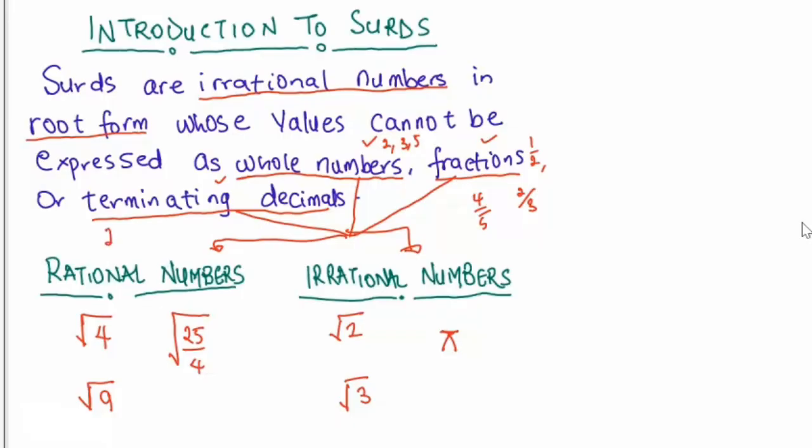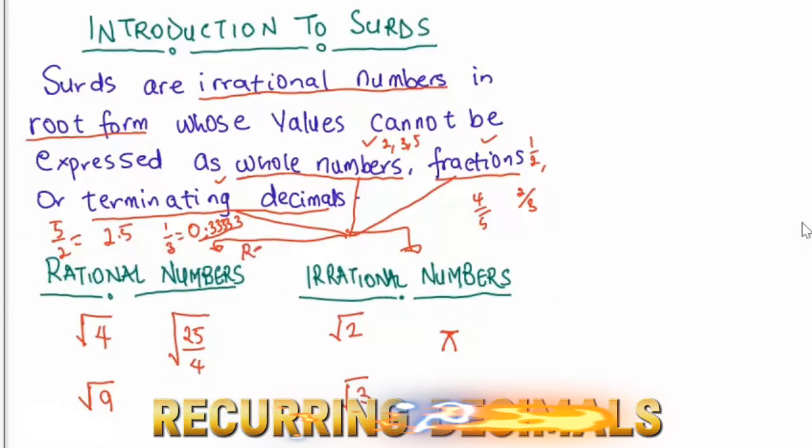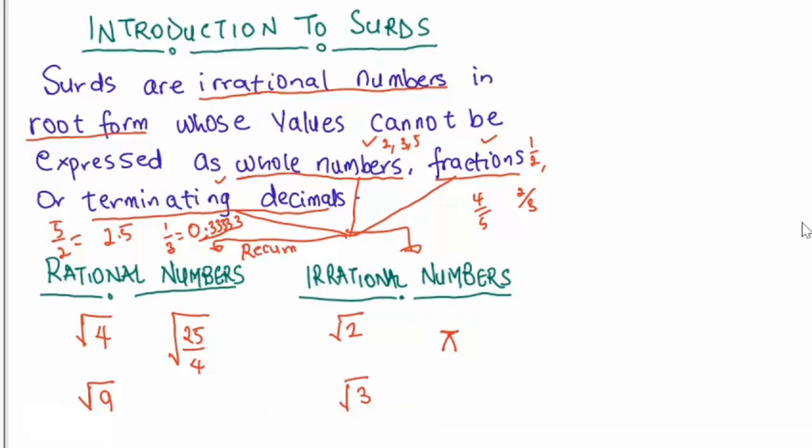For example, 2.5. If we say 5 over 2, 5 over 2 can be expressed as 2.5. So this one has an ending. But if we take 1 over 3, we keep getting 0.3333. So numbers like this, we call them recurring decimals. We call them recurring because the decimal keeps occurring or they don't have an end. So they have what we call recurring decimals.